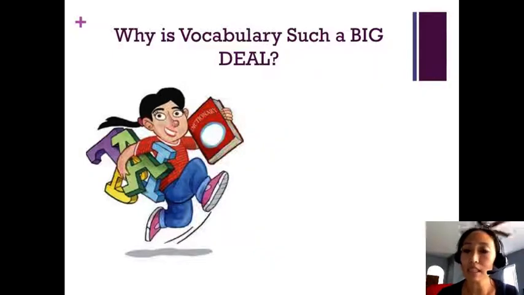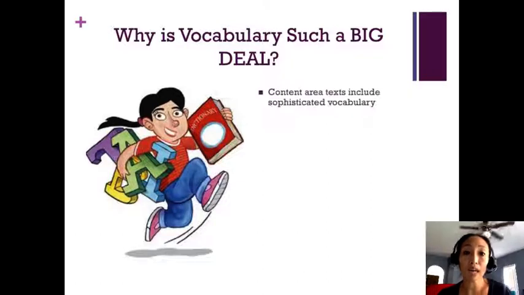So why is vocabulary such a big deal for English language learners? If you've done the reading for this week, you may have seen some of these statements. One thing that's really important for English learners is the sophisticated vocabulary that's included in content area text, disciplinary text, and in disciplinary lectures. So it's really important that students have access to that vocabulary because it helps them to make meaning of the larger context and text.